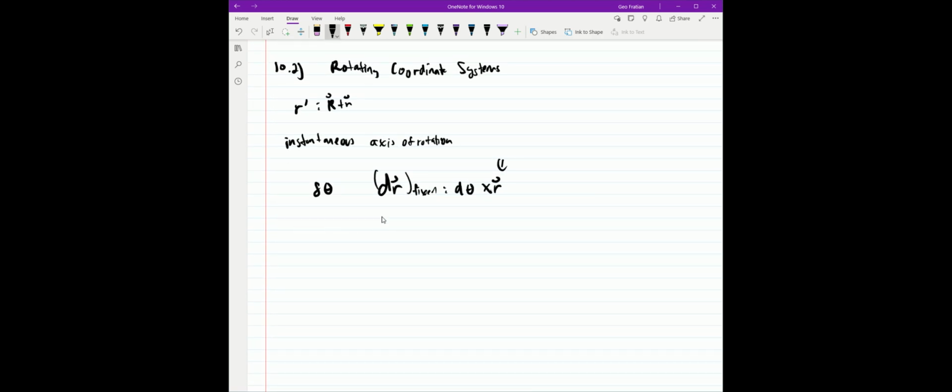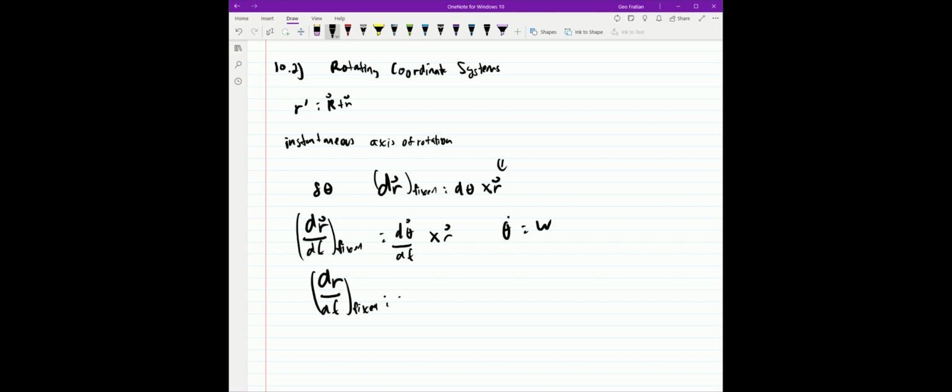Okay. Now if we divide this equation by dt, so I get dr dt fixed. Well, that's just d theta dt cross r again, which, remember, d theta dt is just theta dot, which is just omega. So therefore we have dr dt fixed equals omega cross r for some P fixed in xi, our rotational coordinate system.